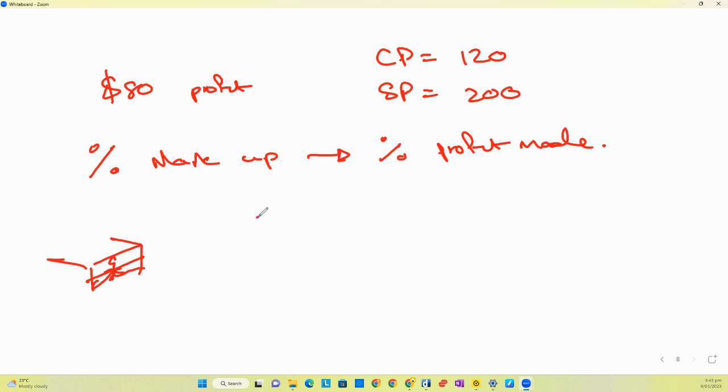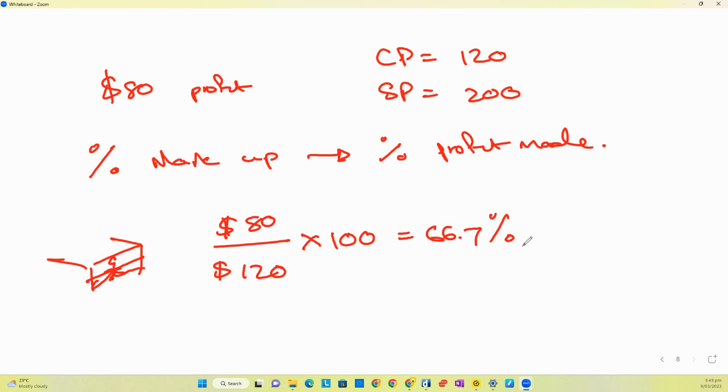So anyway, if I take $80 and I divide it by $120, that's your cost price, that will be your percentage profit from there. So yeah, I'll take 80 and I divide it by 120, right? And I multiply it by 100. On a calculator, 80 divided by 120 multiplied by 100 comes to 66.7% profit. So that's how much profit you're making from the initial cost of 120.